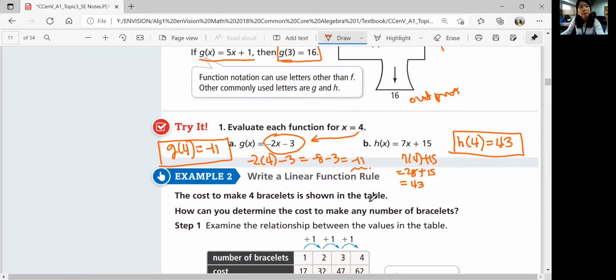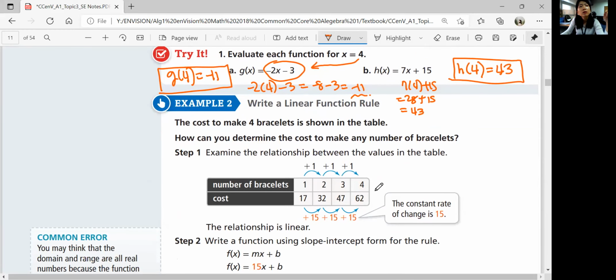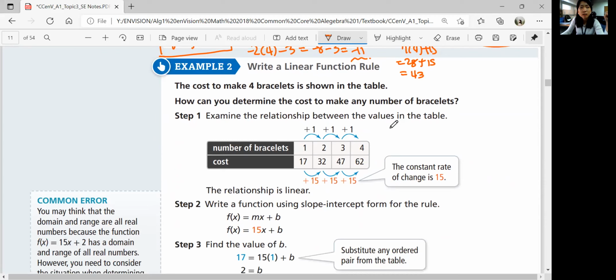Example 2. Write a linear function rule. The cost to make 4 bracelets is shown in the table. How can you determine the cost to make any number of bracelets? Step 1, you're going to examine the relationship between the values in the table. We got 1, 2, 3, 4. The domain values seem to be increasing by 1. The cost, 17, 32, 47, 62, seems that they are also increasing by 15 at the same rate. The relationship is linear.